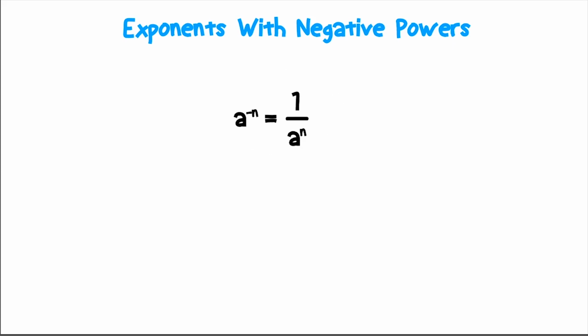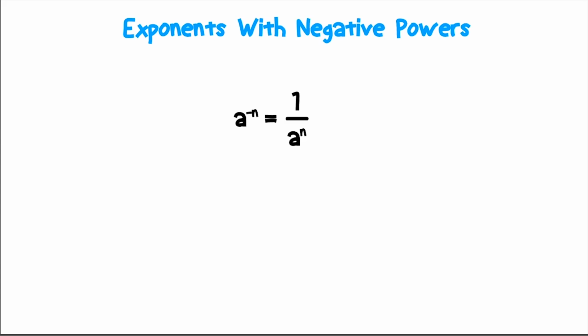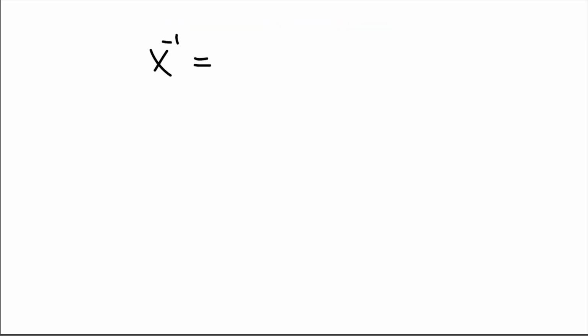Now, let's do a couple of problems so we get our heads wrapped around negative exponents. I'm going to give you the first one, which is x to the negative 1. Again, as we saw before, if we have some variable raised to a negative power, we simply flip it and it becomes 1 over a to the power of n, but with a positive power. You remember that? Okay, so here we're going to have 1 over x to the power of 1.